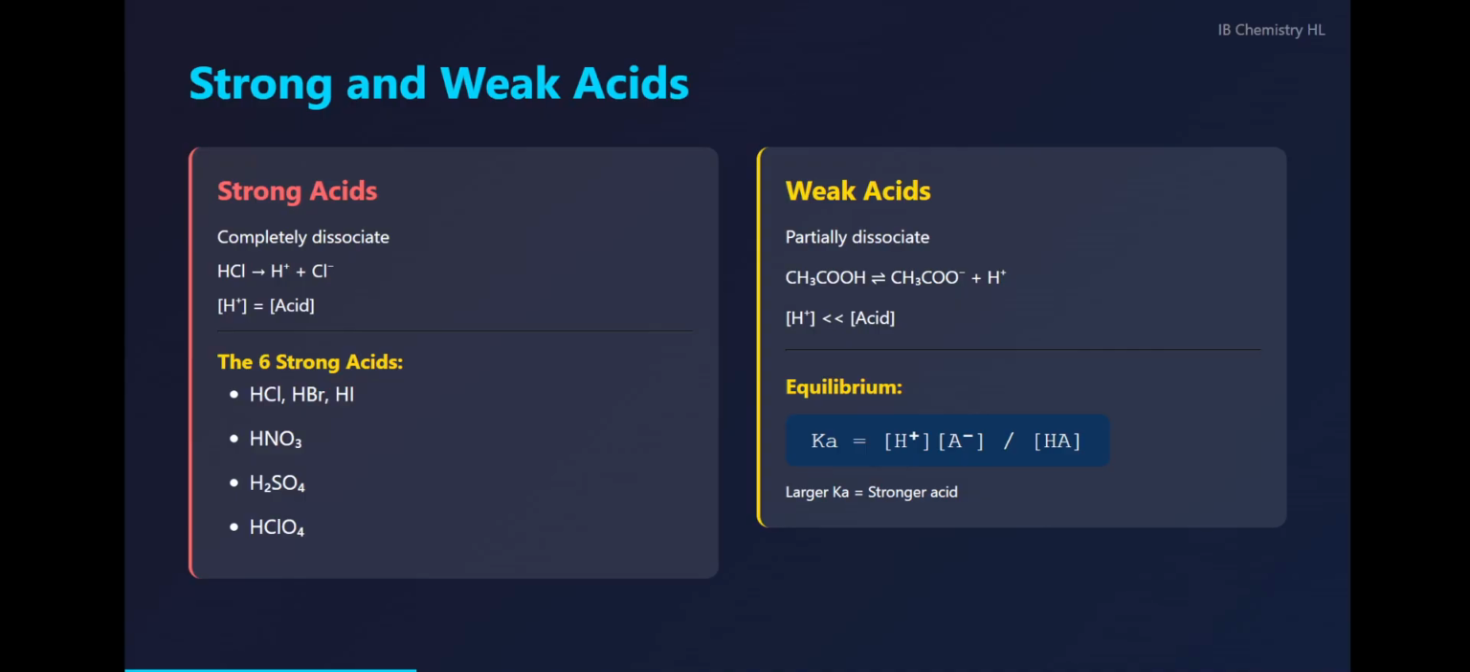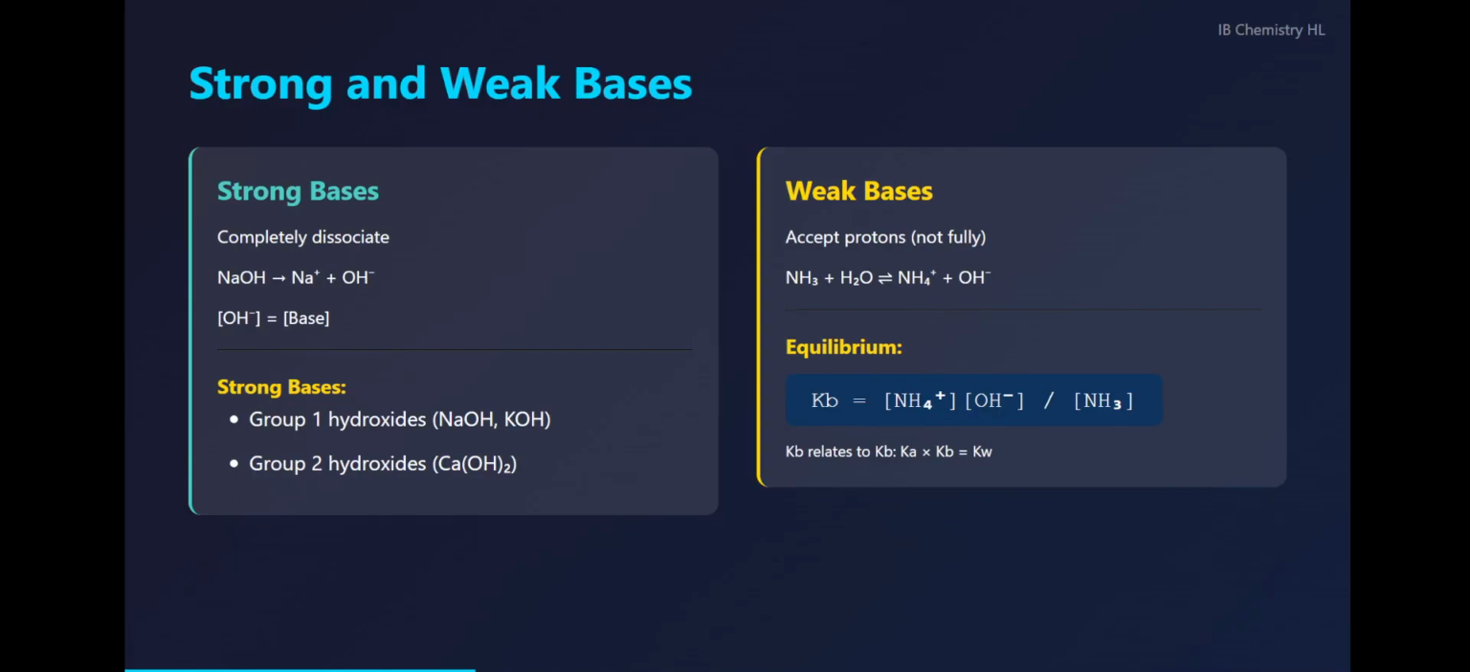The strength of a weak acid is measured by its Ka value, the acid dissociation constant. A larger Ka means a stronger acid. For very weak acids, we use pKa, where lower pKa indicates stronger acid. The same concept applies to bases, with strong bases being hydroxides of group 1 and 2 metals.